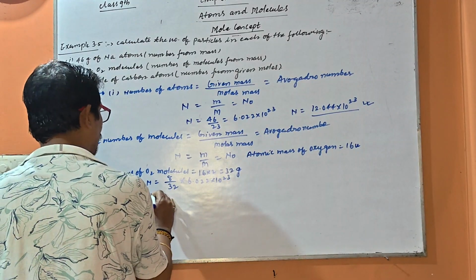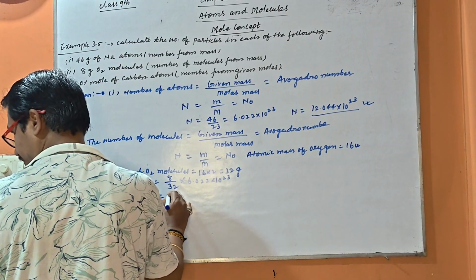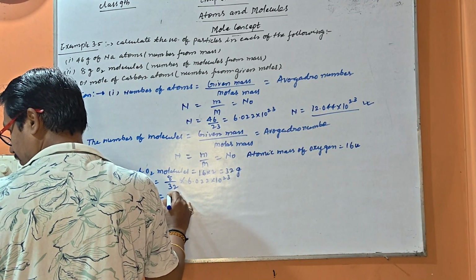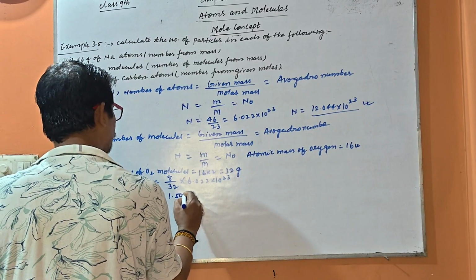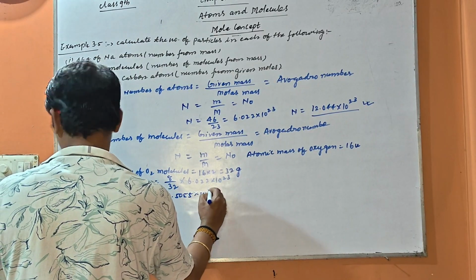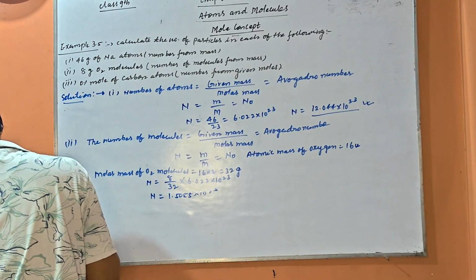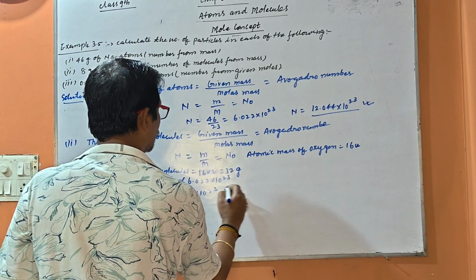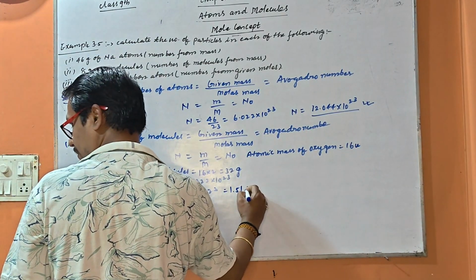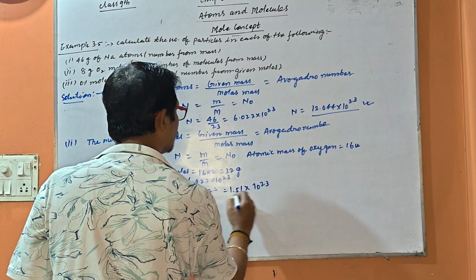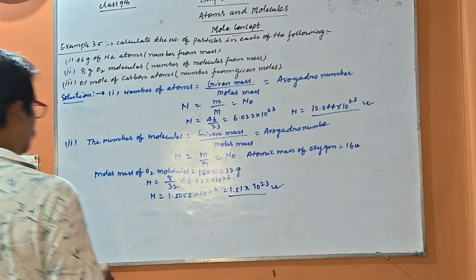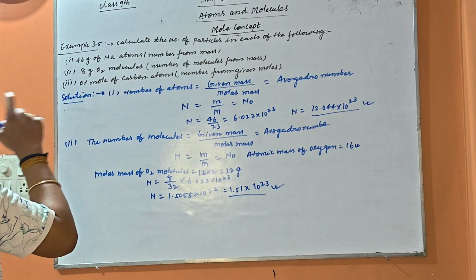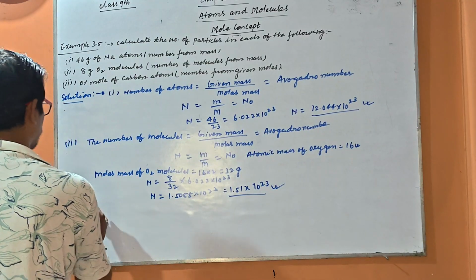N is equal to 1.5055 into 10 to the power 23, which is approximately 1.51 into 10 to the power 23. This is your second answer, the number of molecules in 8 gram of O2.